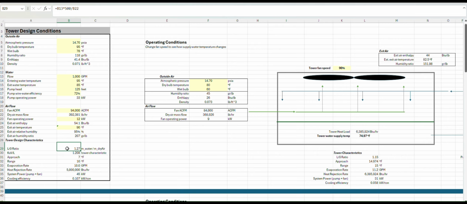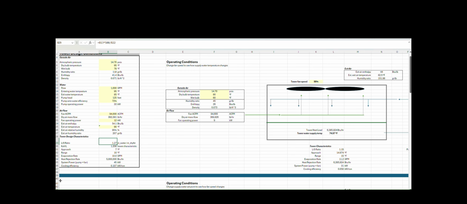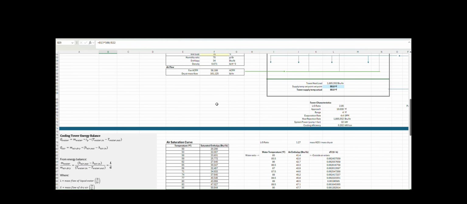That value typically ranges anywhere from about 0.8 to 1.4 is as high as I've seen it. The higher that number is, I guess the more efficient the tower would be, because that would mean you've got a lower airflow rate relative to your water flow rate. So 1.27, that's kind of right in the ballpark that we'd expect. All right, so let's get back down into our example.